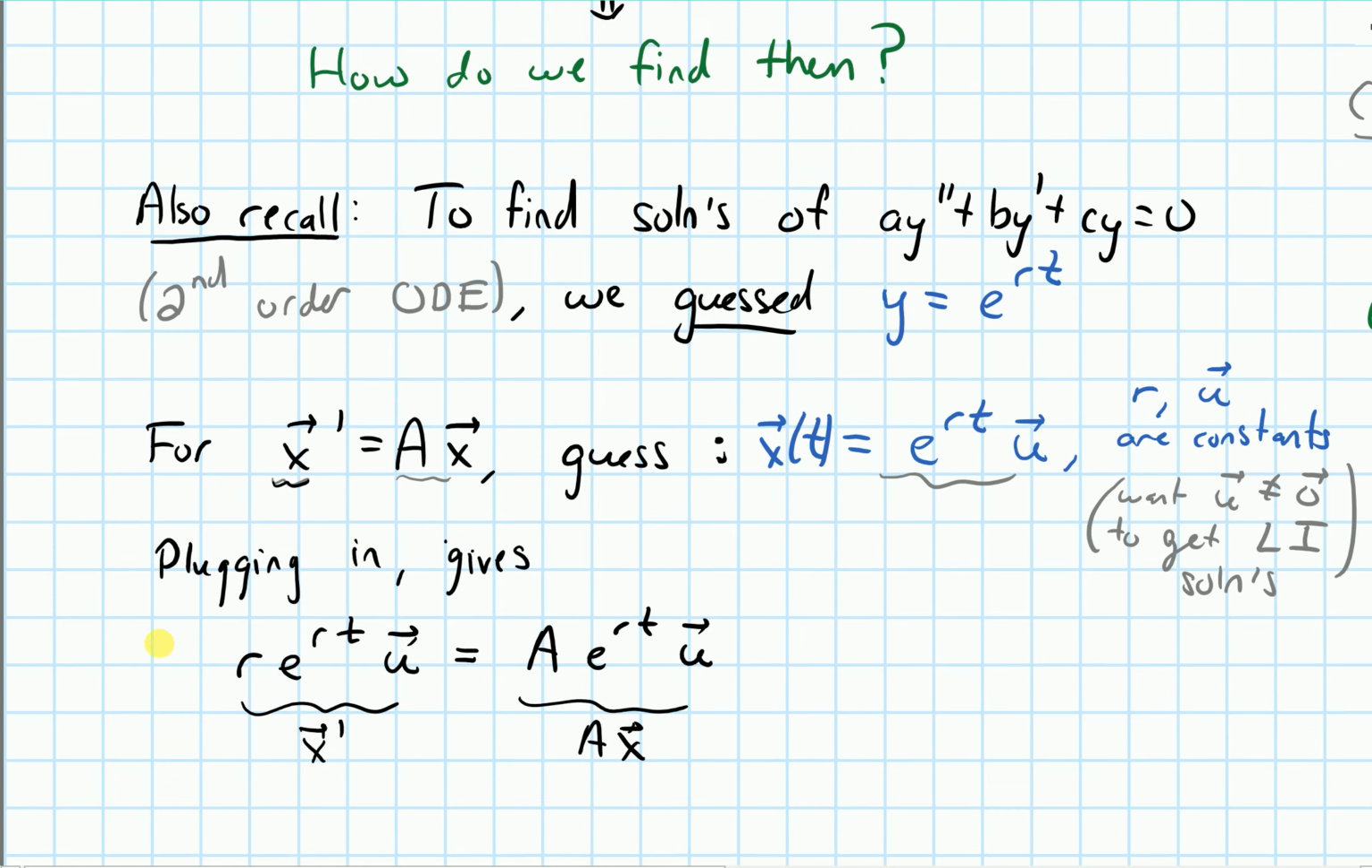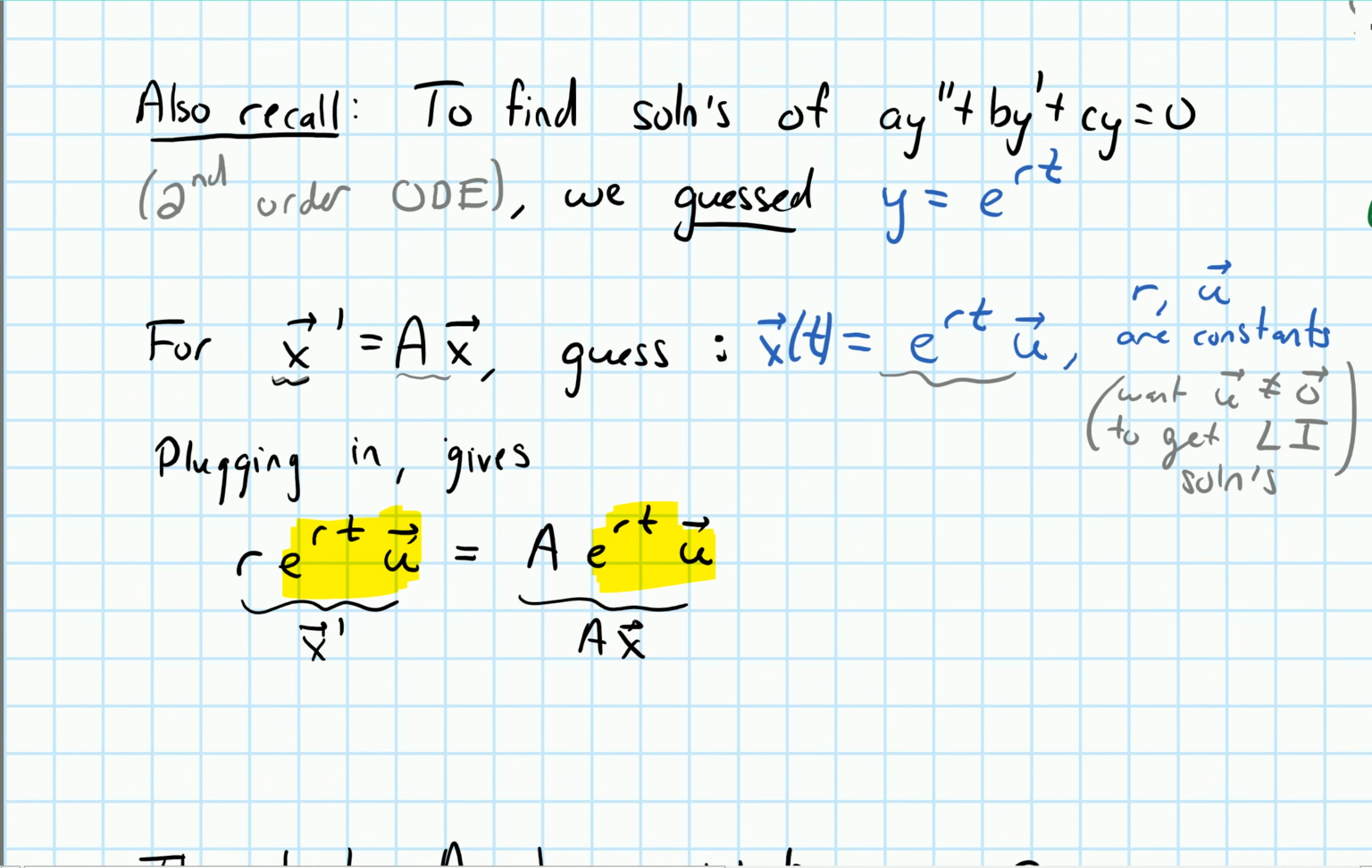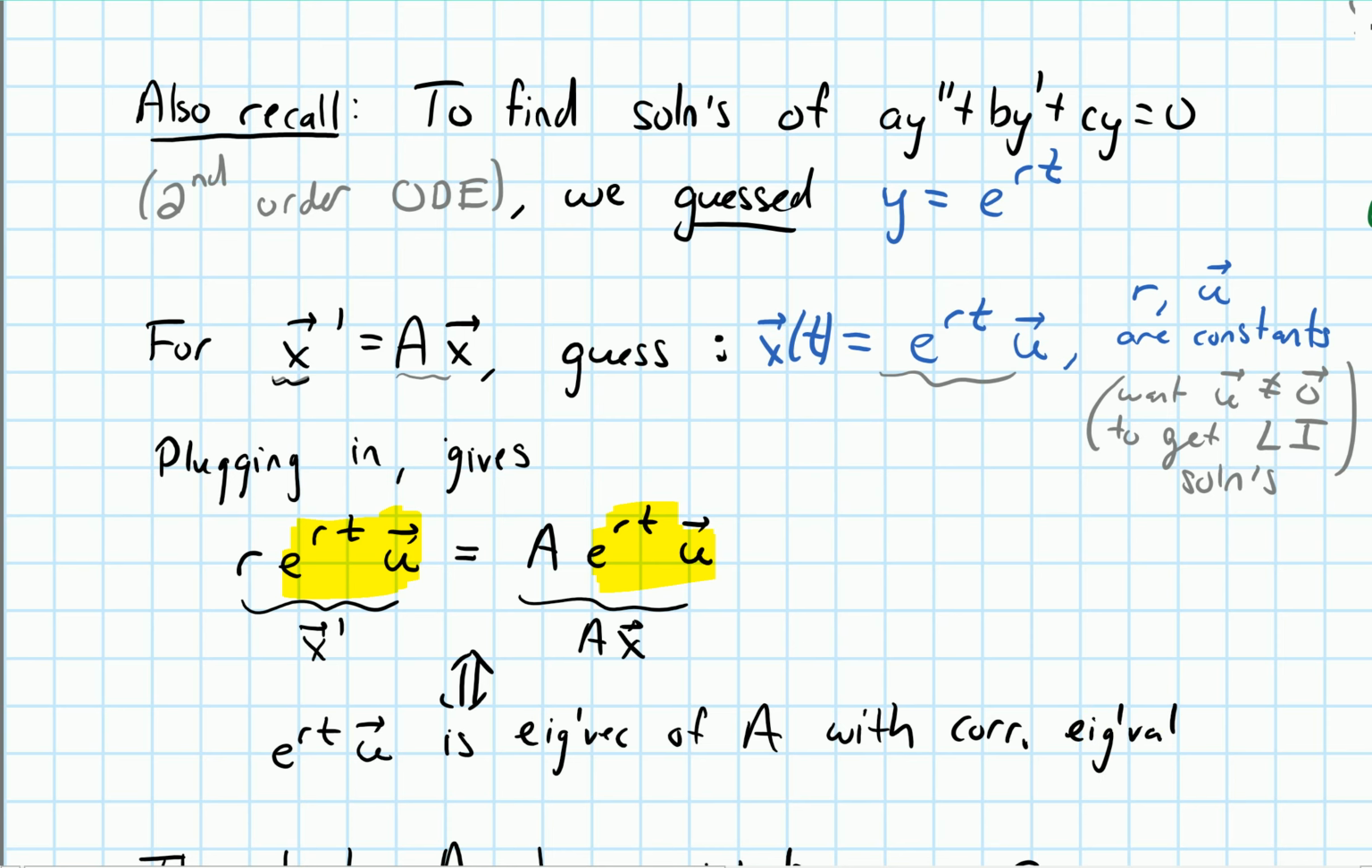But notice that what we have is A times this vector, e to the rt times u, is equal to this constant r times that same vector. I'm highlighting that vector in yellow here. So this is true if and only if e to the rt times u is an eigenvector of A with corresponding eigenvalue. The eigenvalue is that number in front. It's the r. So the eigenvalue is r.